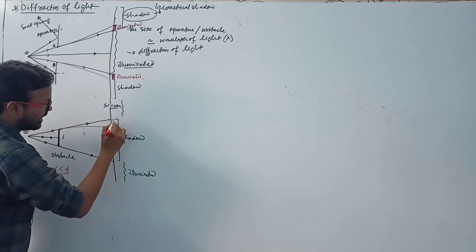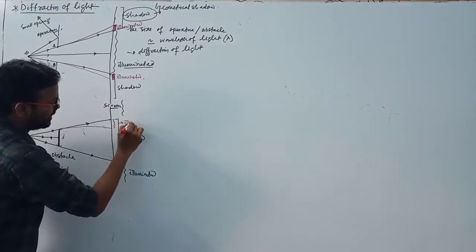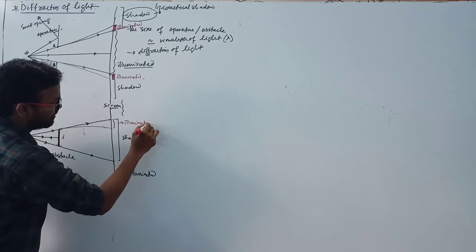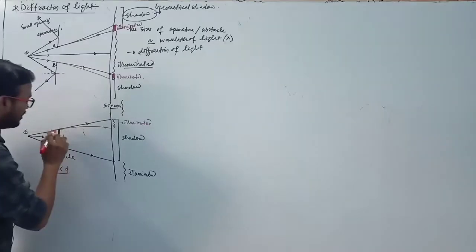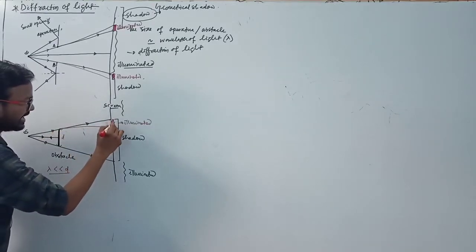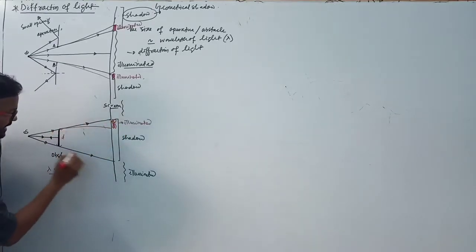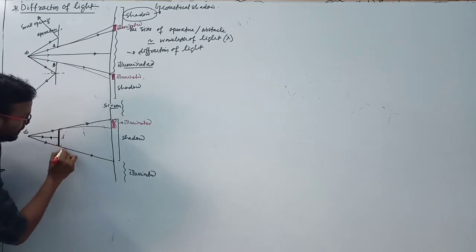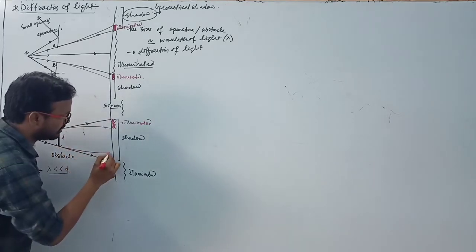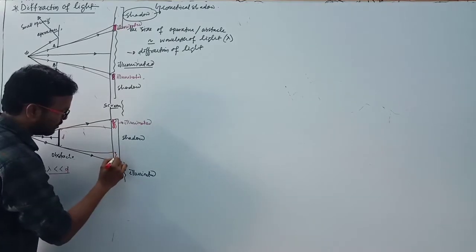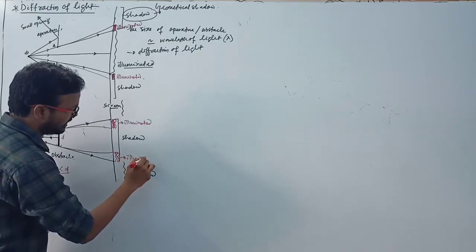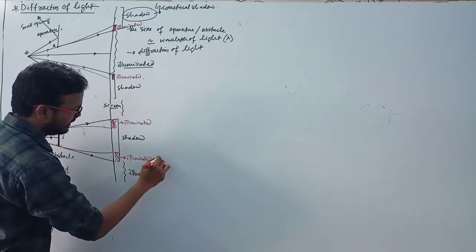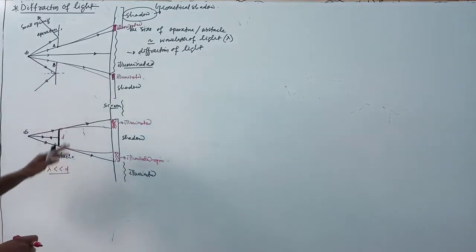Clear? So now this region is illuminated, but initially it was geometrical shadow, where there was no light, but now due to the diffraction pattern we get light here also. Similarly, another point, this is also bent round the shadow region or geometrical shadow. Now this region is an illuminated region. Clear?